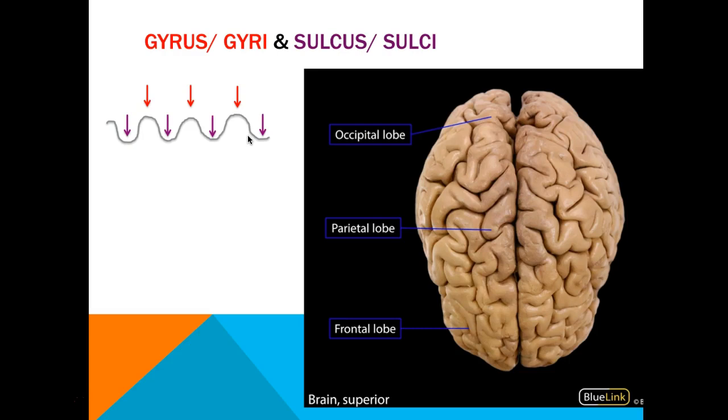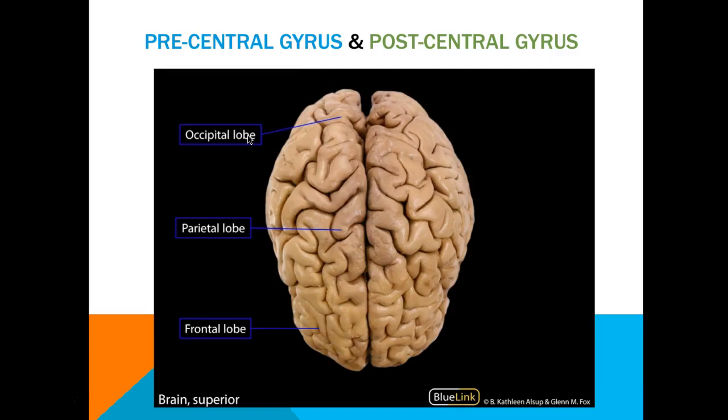So some examples on this brain that we have pictured here would be these gyri, and then the depressions that we see at the purple arrows would be sulci. Moving forward from there, we can now learn about the precentral gyrus and the postcentral gyrus.